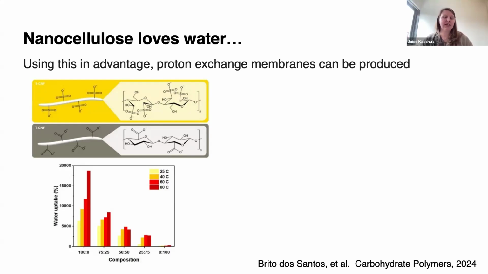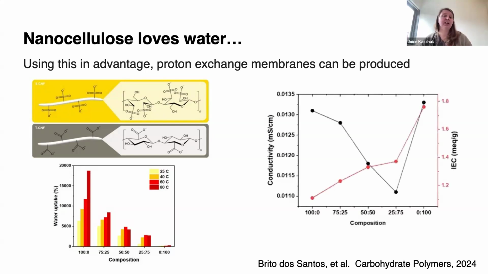When they are mixed together, they had different water uptakes, and as you can see here in the bottom image, by changing the temperature you can have different amounts of water absorbed by the filter. And the good part of this is that by mixing both of them, we also play around with the conductivity and the ion exchange conductivity of these membranes. So these membranes can be used as proton exchange membranes in a fuel cell and also generate energy. Of course, the conductivity of these membranes is very low.